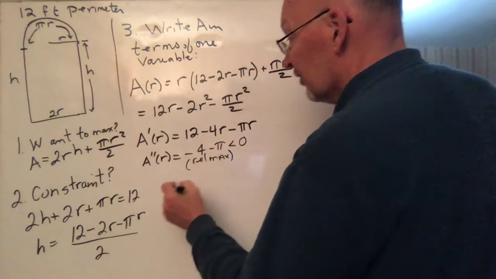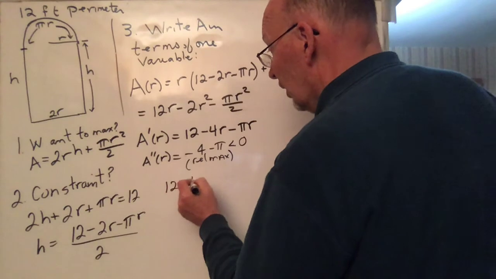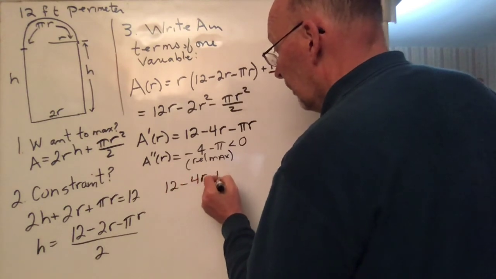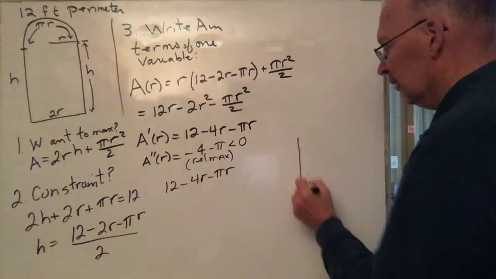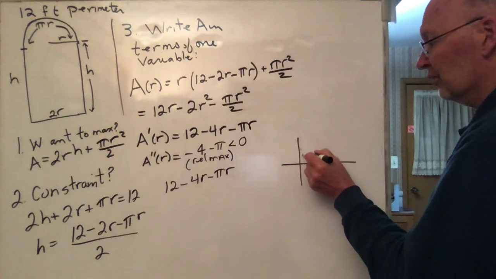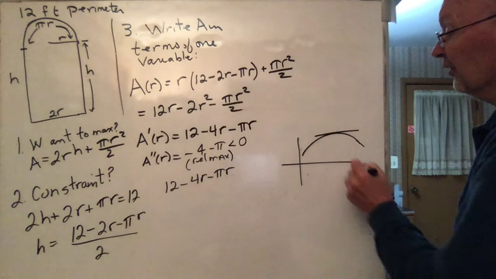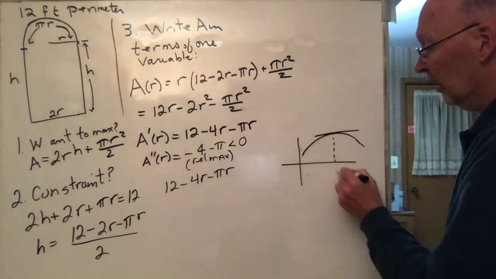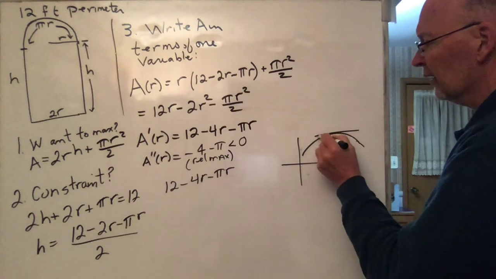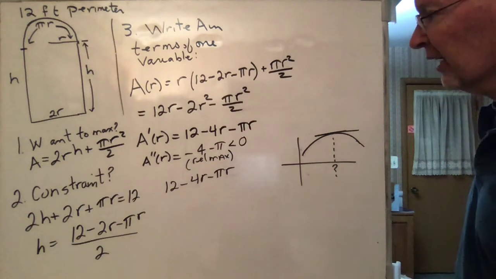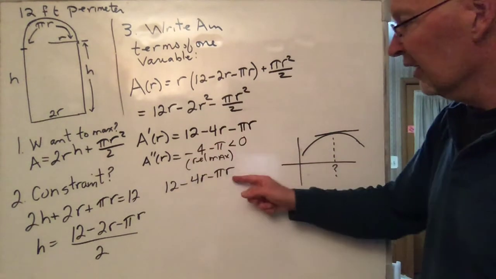So now I'll take this and set it equal to 0. So 12 minus 4r minus pi r, and again, never forget what you're doing. We just took the derivative. We had this function, we just took the derivative, and we set the derivative equal to 0. So I'm asking, where is that derivative equal to 0? That's where this thing is going to have a maximum.